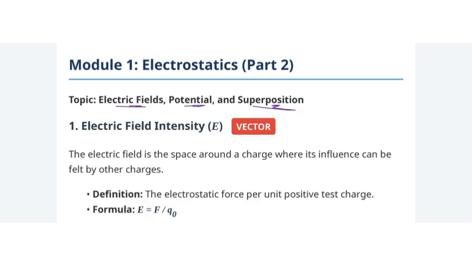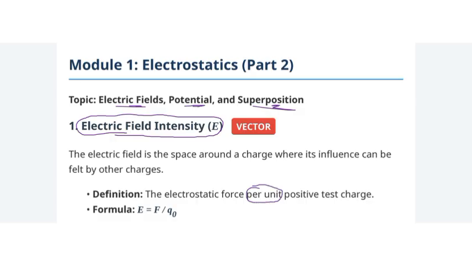All right, so the first thing we're looking at here is electric field intensity, which is represented as capital letter E. The electric field is the space around a charge where its influence can be felt by other charges. For definition, it is the electrostatic force per unit positive test charge. What this means is, if we define it based on the formula, E is equal to the electrostatic force divided by, when you see per in physics, you know it is divided, right?